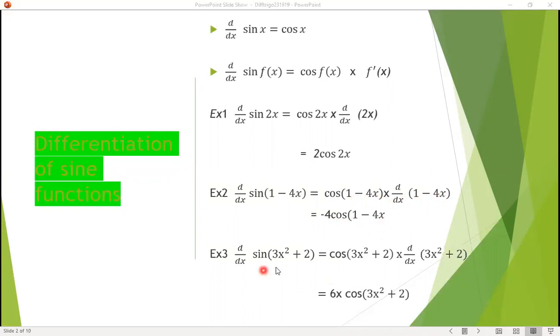Differentiation of sine 3x squared plus 2. Same principle, it's cos 3x squared plus 2 multiplied by the differentiation of 3x squared plus 2, which is 6x cos of bracket 3x squared plus 2.